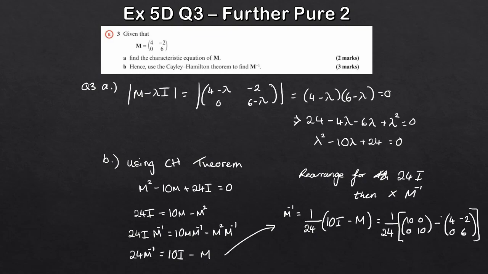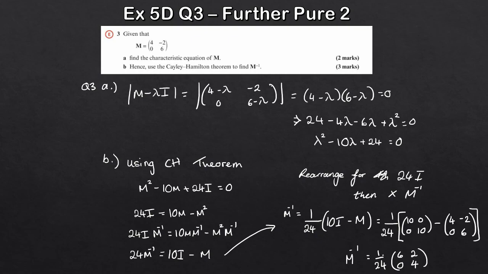Well, 10 minus 4, that'd be 6. So what this is now is 1 over 24 lots of 10 minus 4, so that's 6. 0 minus 2, so that'll be plus 2. 0 minus 0, so that's 0. And then finally 10 minus 6 gives me 4 there. Okay, so this is M inverse.